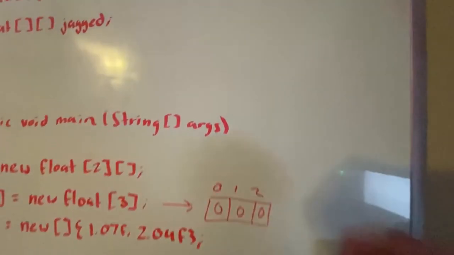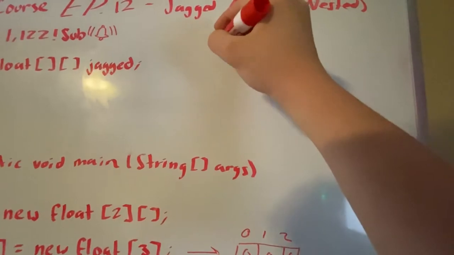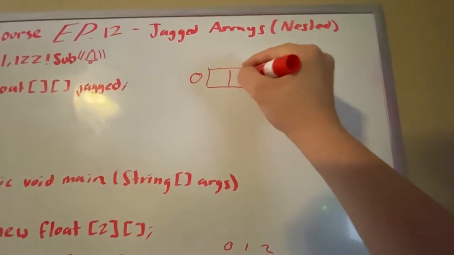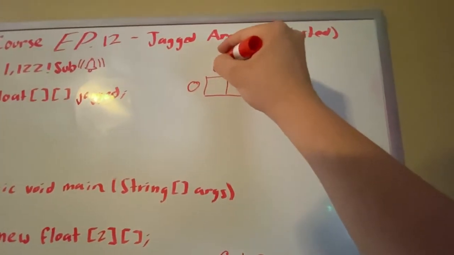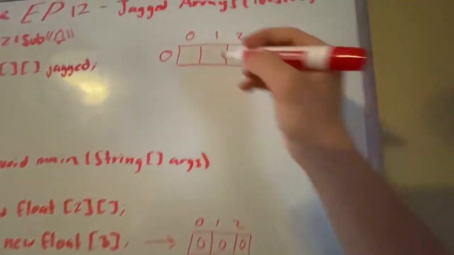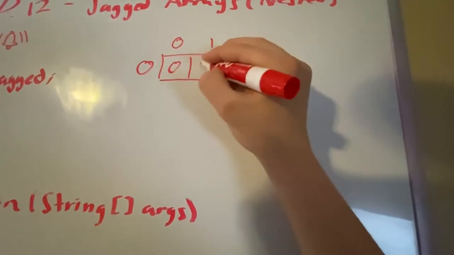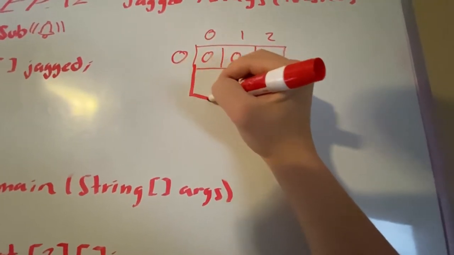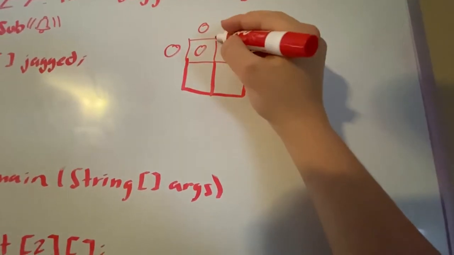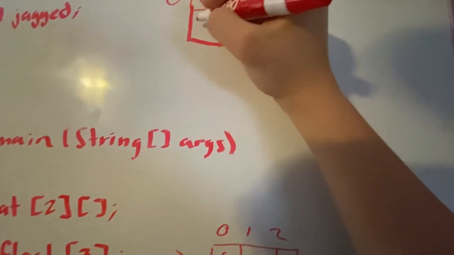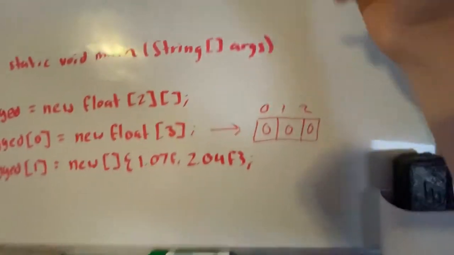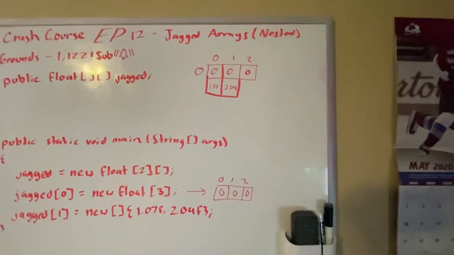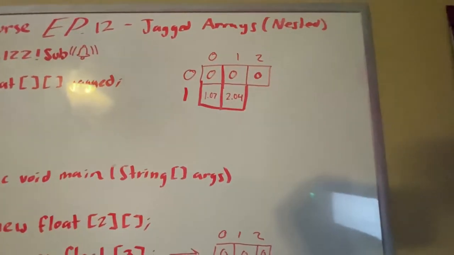So now if we write out our array in a box, we have index 0. It's a size 3 array. We have index 0, 1, 2. And here we have everything from that array, which is going to be 0, 0, 0. And now, for our second one, we expand this. Now it's a size 2 array. And in here, we put our stuff: 1.07 and 2.04. Like this. And also, this is index 1.